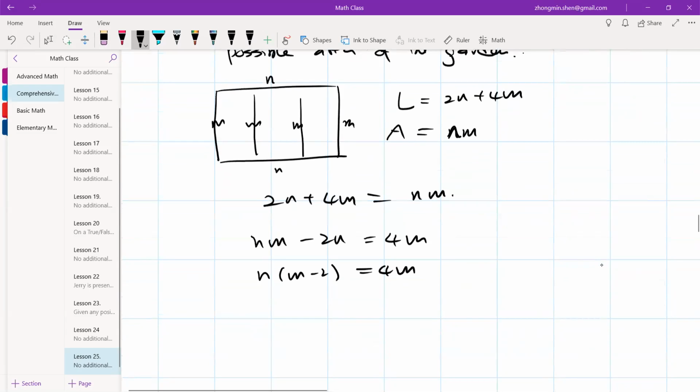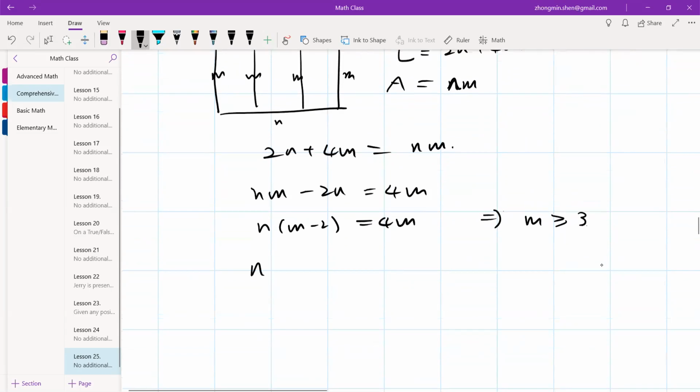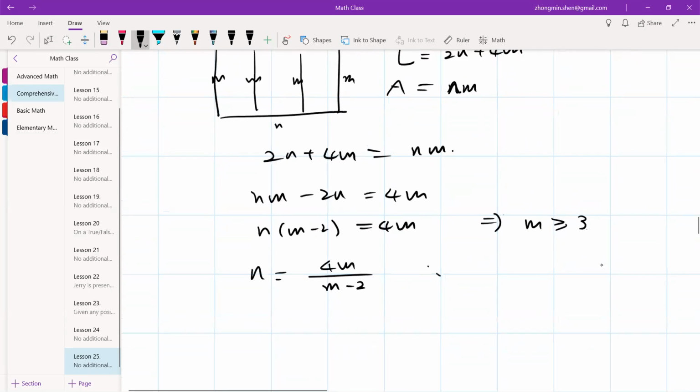So clearly, m is greater than or equal to 3, because otherwise it's negative. Then n equals 2m over (m minus 2). But this should be an integer.